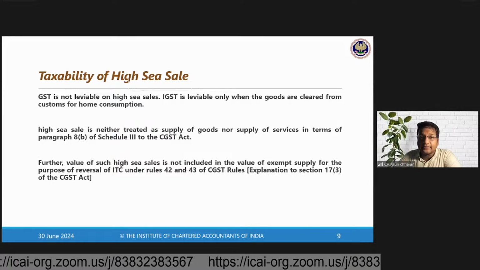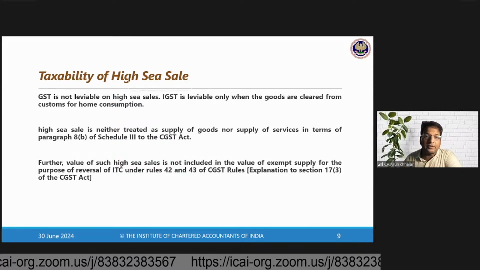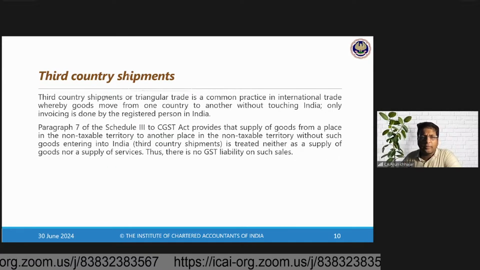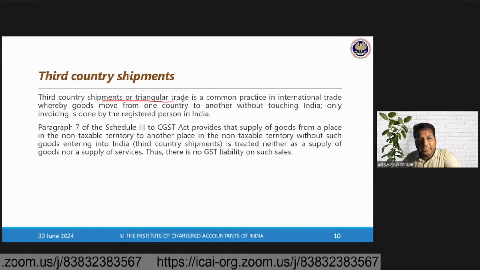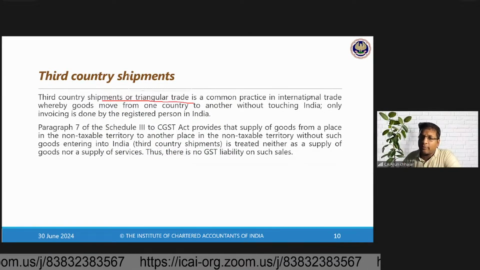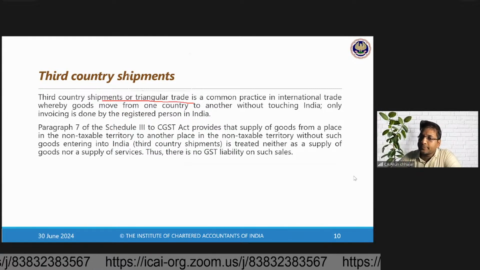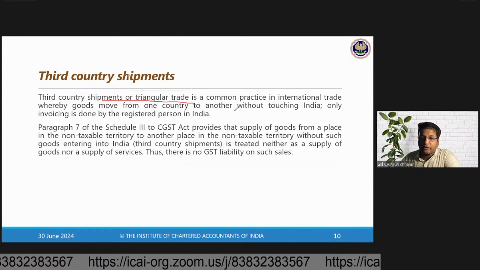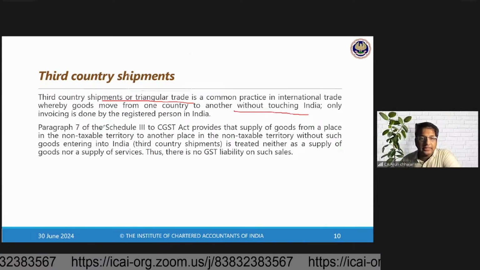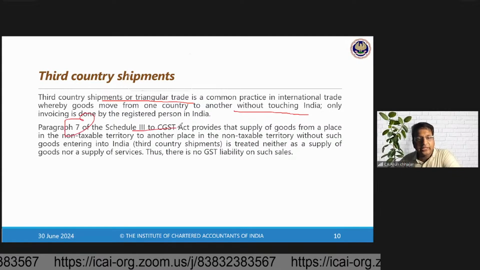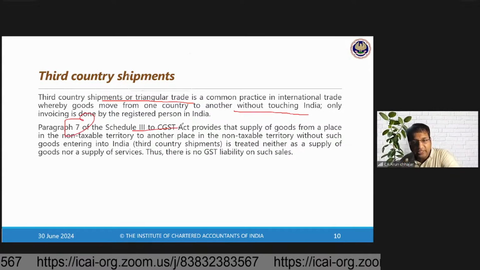Similarly, there is a third country shipment. This normal third country shipment, or triangular trade, is a common practice in international trade where the goods move from one country to another without touching India. Then again, para 7 of Schedule 3 applies, no GST is payable, and no reversal of ITC is required.